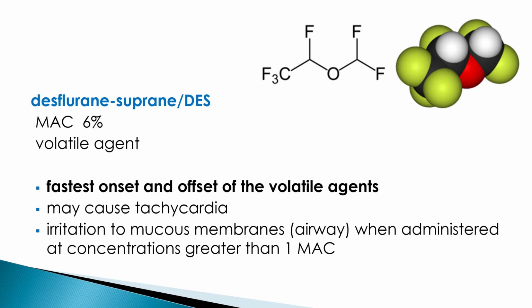1 MAC of desflurane is 6%, also a volatile agent. It's the fastest onset and offset of all the volatile agents, again, meaning you turn it on, they go to sleep, you turn it off, they wake up. And it's not that fast, but it's much faster than the other agents. It's been known to cause tachycardia in some, and it also has an irritating quality to the mucous membranes, especially when given at concentrations greater than 1 MAC or 6%.